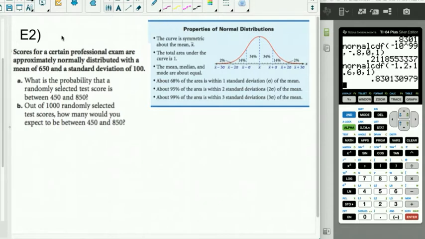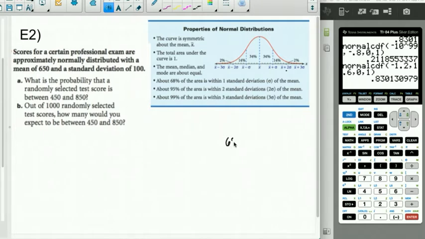So scores for a certain professional exam are approximately normally distributed with a mean of 650, right? So 650 is this middle line, right? And a standard deviation of 100, meaning one line out, that first standard deviation is 100, so that would be 650 to 750, 750 to 850, and so on, right? So A, what is the probability that a randomly selected test score is between 450 and 850?